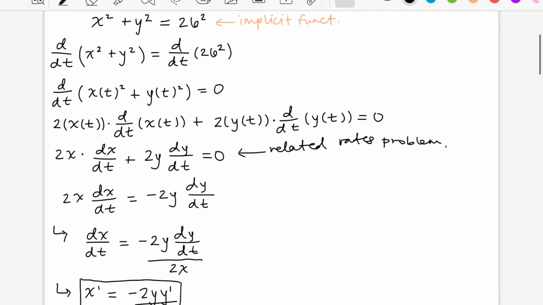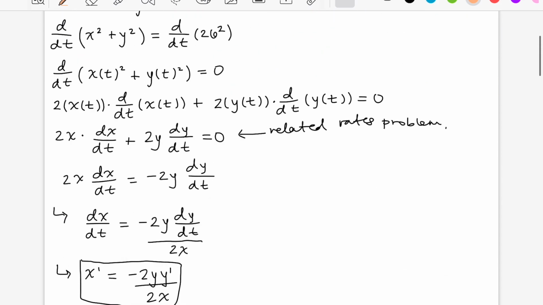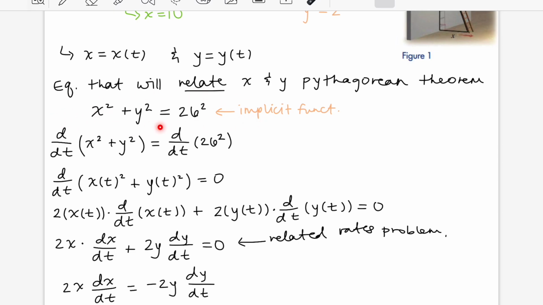And so what we can do is just plug in our known values, right? We were told that we want to find x prime when x is 10 feet. And then we're also told that y prime is going to be 2 feet per second. So, okay, what we can do is plug that into our equation that we got for x prime. But before we can do that, notice that we weren't given any information about y. So what we can do is just use our implicit function here, plug in 10 for x, and then get our y value.